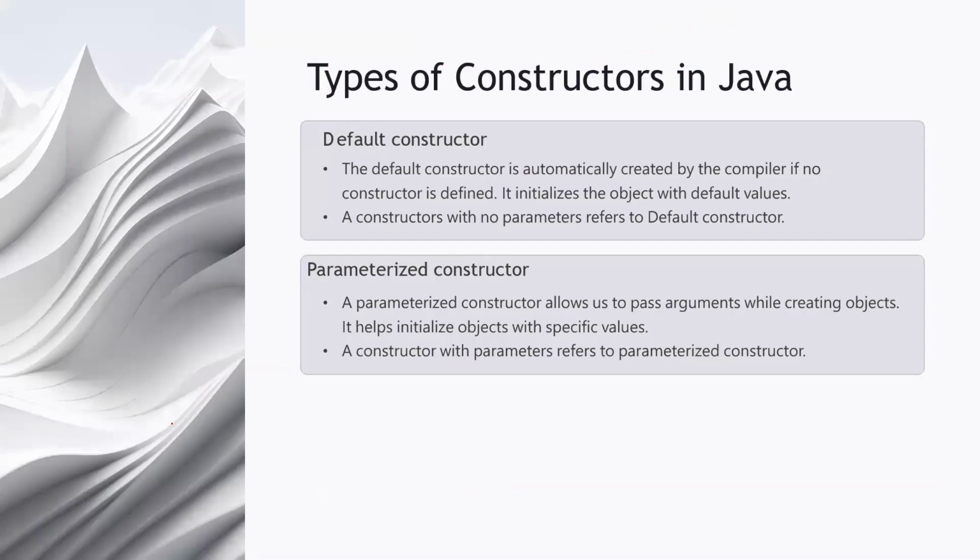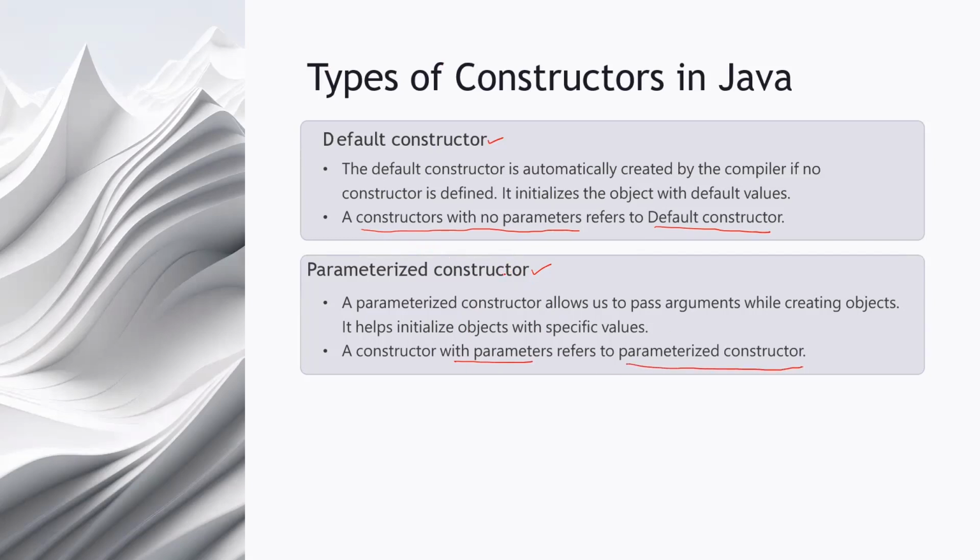Is the point clear? Now, to start with the types of constructors, let us go to the first topic. These are the types of constructors. First one is default, second one is parameterized constructor. Now, what is a default constructor? The simple definition: a constructor with no parameters refers to the default constructor. And a constructor with parameters refers to the parameterized constructor.